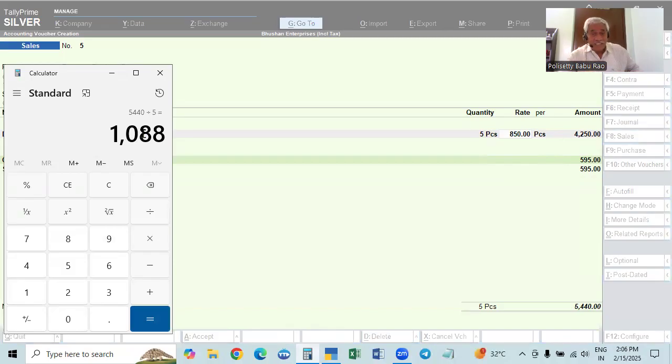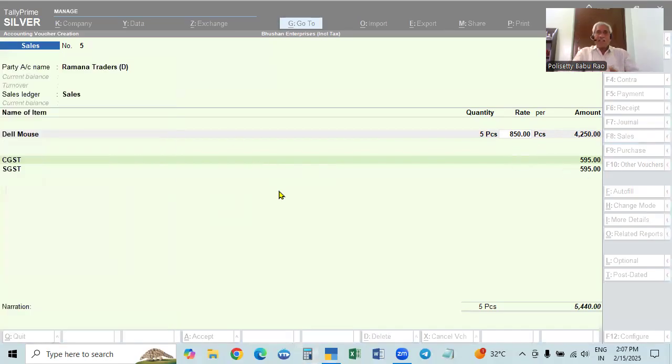This is called the invoice price, or invoice value, or total price. 1,088 means this amount includes tax also. So here, without showing the rate and charging the tax extra, we sell at a price which includes tax also.